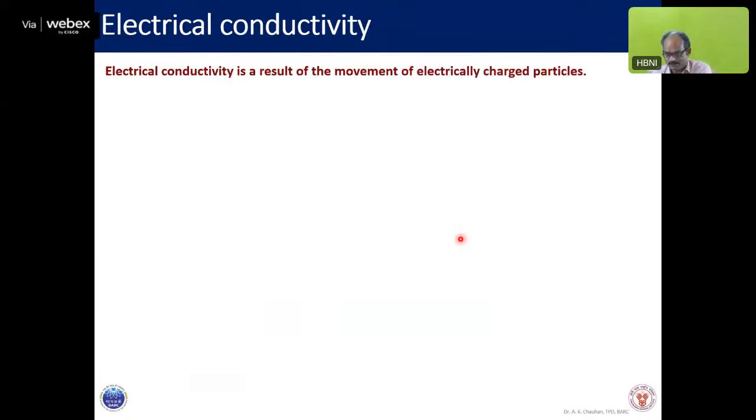So the first thing is, what causes electrical conductivity? Conductivity is a result of movement of electrically charged particles. When we say electrically charged particles, they can be ions, but in solids, ions do not conduct. In liquids, free electrons are not there.